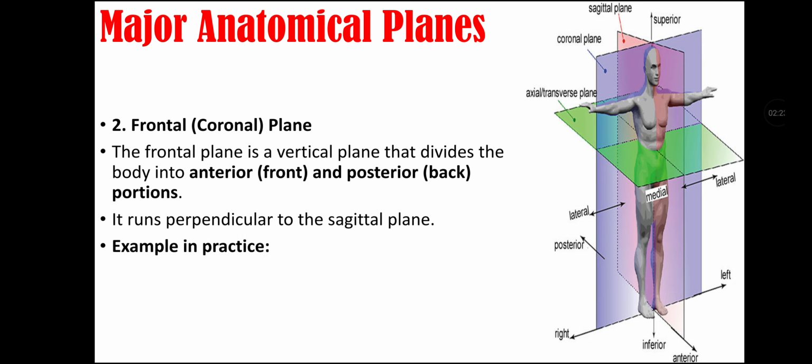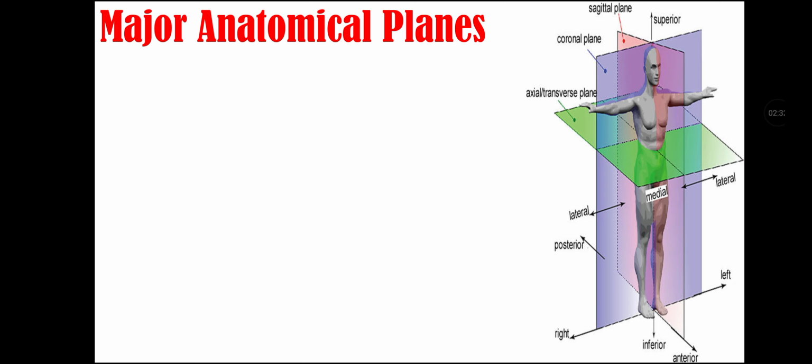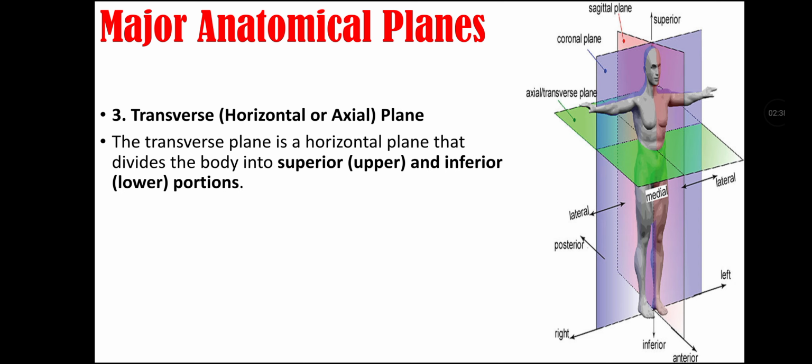Examples of frontal plane in practice are jumping jacks, side lunges, or tilting the head sideways, which are movements in frontal plane. Next major anatomical plane is transverse plane, that is also called as horizontal or axial plane. This plane is a horizontal plane that divides the body into superior and inferior portion, or the plane that divides the body into upper and lower portion.